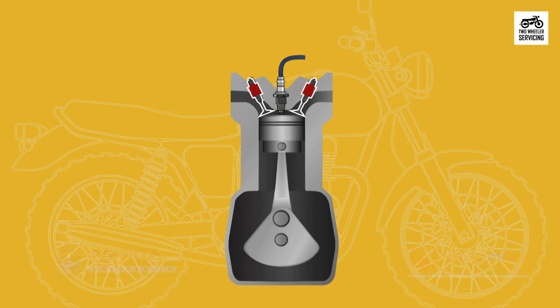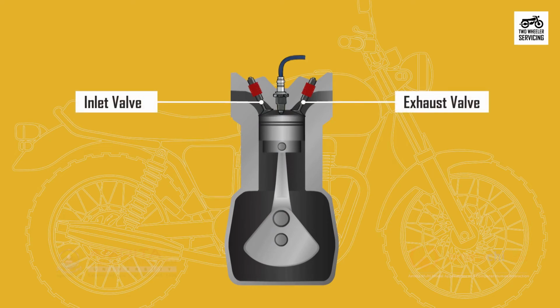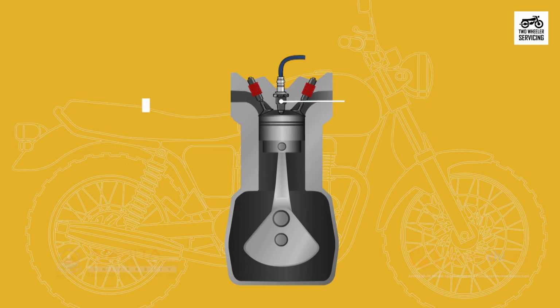Valves. Valves control the inlet and the exhaust air to go into and out of the engine cylinder. Spark plug. The spark plug supplies the spark that ignites the air-fuel mixture so that combustion can occur. The spark must happen at just the right moment for things to work properly.